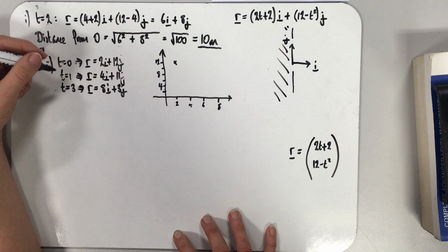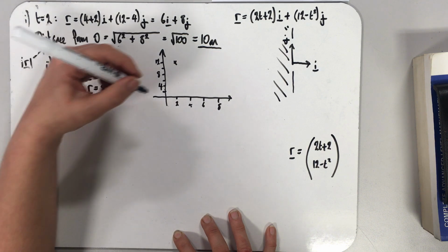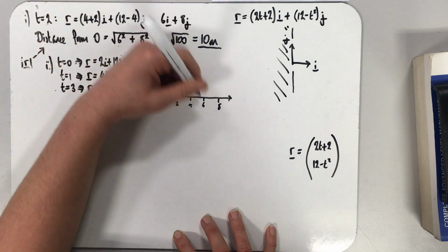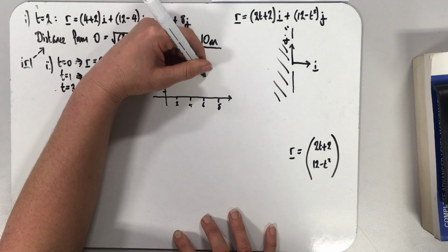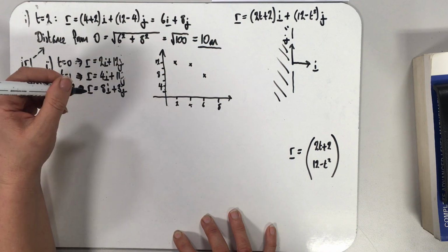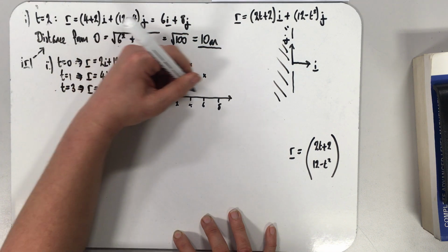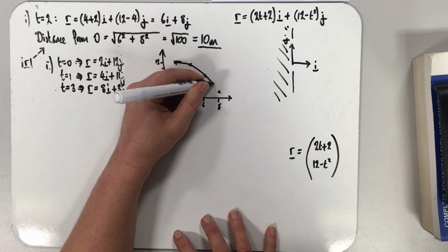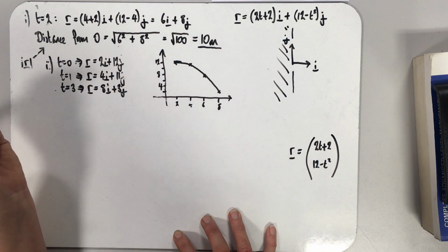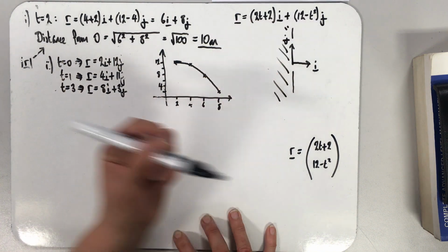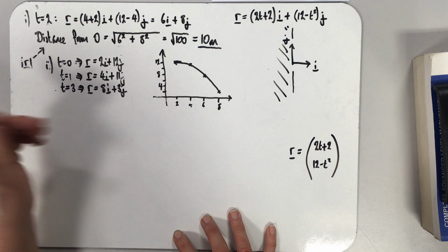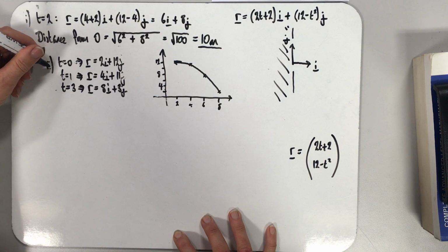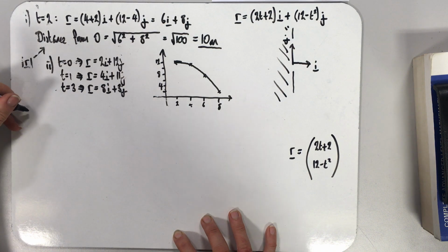When t is 1, we're at (4, 11), so it's going to be there. When t is 2, we're at (6, 8), and when t is 3, we're at (8, 3). And so you actually get a quadratic curve that's coming down like this. It's a quadratic because we have this quadratic in the j component. So that's the path the speedboat is making. Sorry about the smudgy ink. It's a disadvantage of being left-handed.